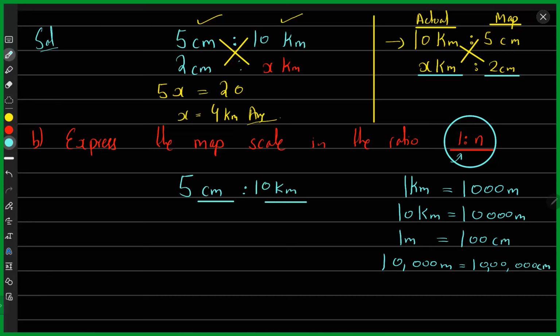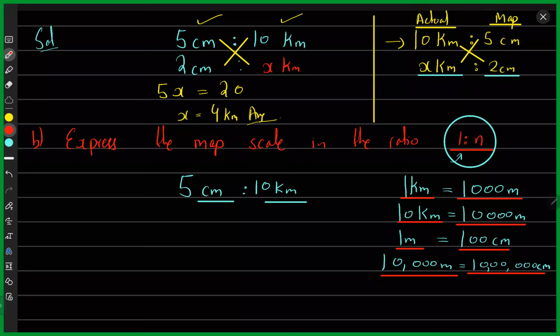Any confusions with this? I'll explain this again, it's important. 1 kilometer is equal to 1000 meters, so 10 kilometers would be equal to 10,000 meters. 1 meter is equal to 100 centimeters. So 10,000 meters would be equal to 10,000 multiplied by 100, and that would give you 6 zeros. And this is basically 10 lakhs, that is 1 million centimeters. Any confusions with this? Ask me right now. No, ma'am. Okay, very good.